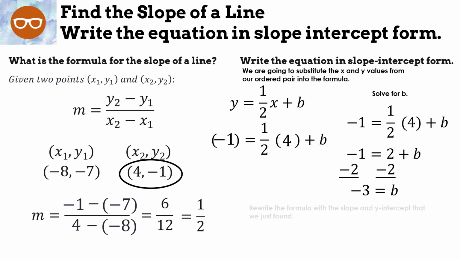Finally, we have to write the equation in slope-intercept form. That's going to give us y equals 1/2 x. Remember, 1/2 is our slope. Minus 3, because minus 3 is our y-intercept.